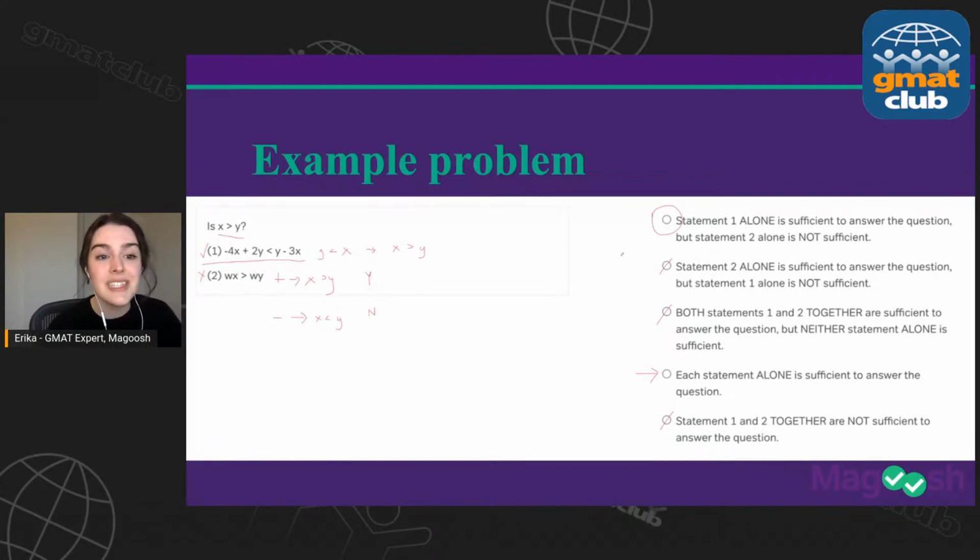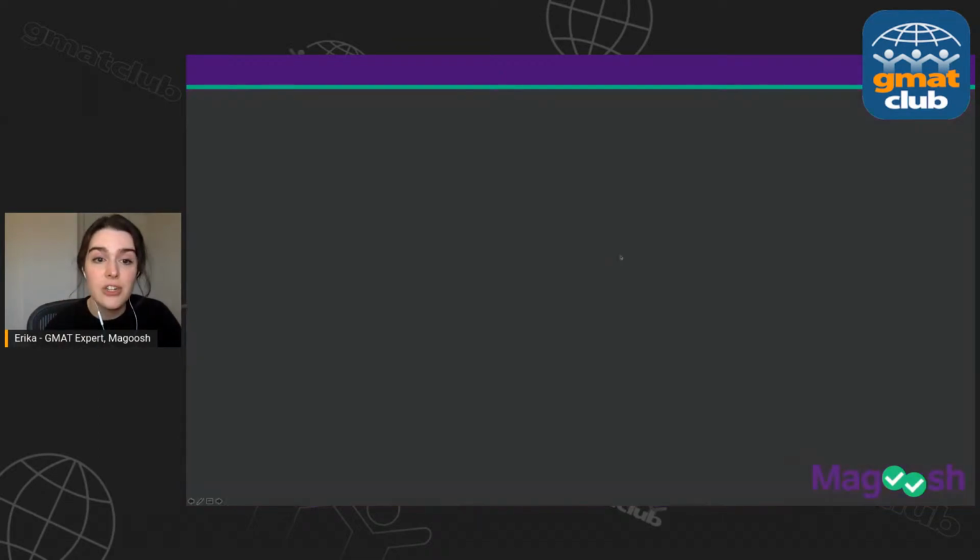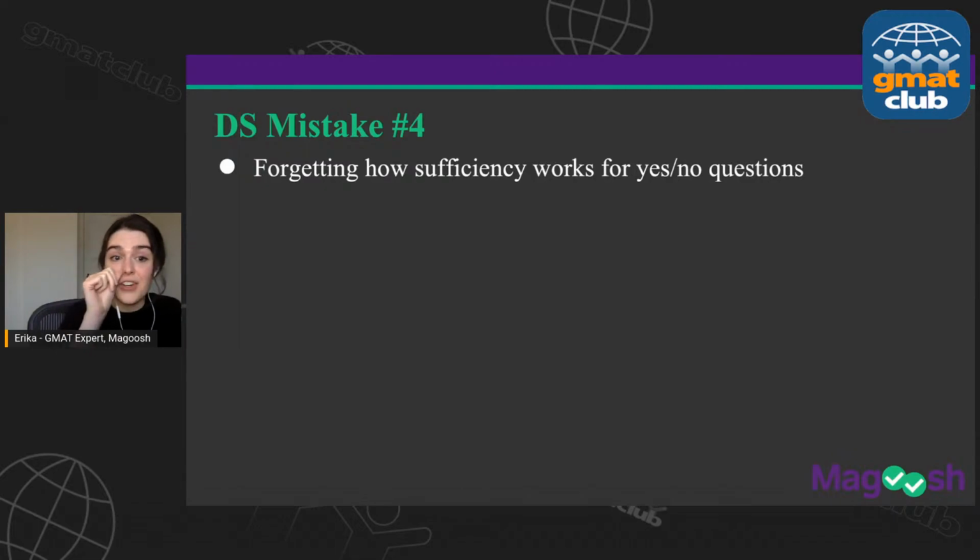Okay, so we know to consider edge cases in both value problems and yes/no problems like this one. But yes/no data sufficiency problems like this one come with another trap. And this one's nasty. This one is common. Mistake number 4 is forgetting how sufficiency works for yes/no questions. So our first 2 questions were value questions. They asked, what is X? Or what is X squared minus Y squared?